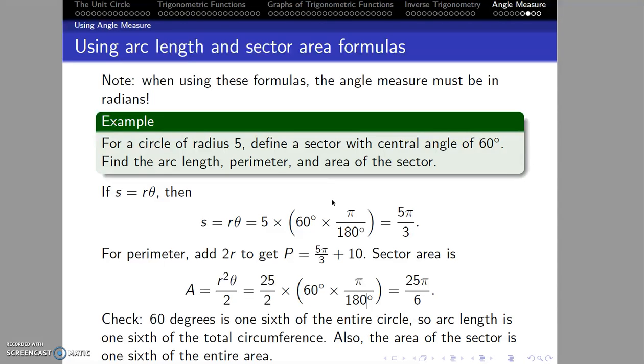And just as a quick check here to round us out, this should make some amount of sense. 60 degrees is 1/6 of 360 degrees. It's 1/6 of the entire circle. So I need 1/6 of the overall circumference, and I need 1/6 of the overall area. The overall circumference of a circle of radius 5 is going to be 10 pi. I cut 10 pi in 6, I get 5 pi over 3. The overall area is pi r squared, so this should be 25 pi for the overall area. So my sector area, being 1/6 of that, is going to be 25 pi over 6. And that's how we do it.